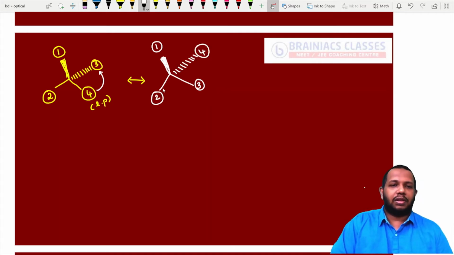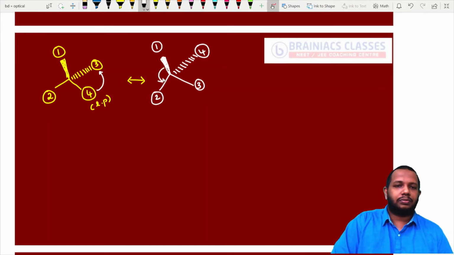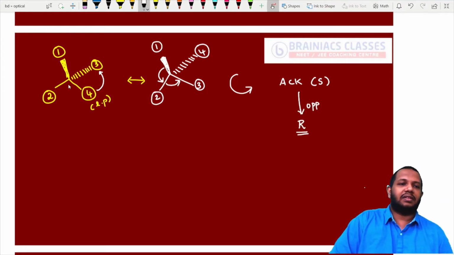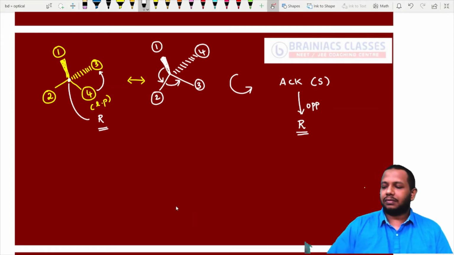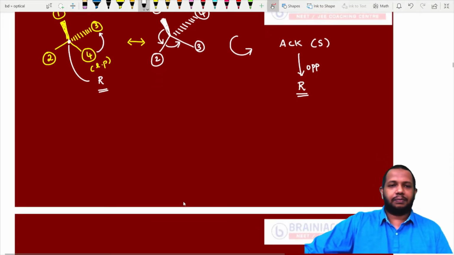Now do the same thing. Move from 1 to 2, 2 to 3. So in what direction is it moving? So again it is moving in anti-clockwise direction. If it is anti-clockwise direction, what will be the configuration? Yes. But since we have done the change, actual answer will be opposite of this one. Opposite of this one is R. So the answer here is this carbon has the configuration R. Clear? Now let's take another example.